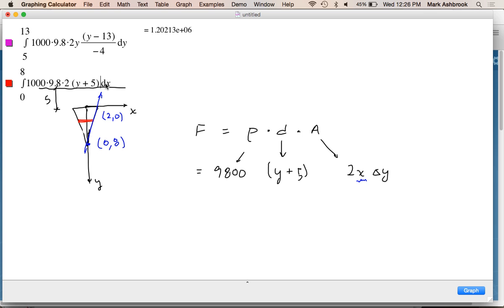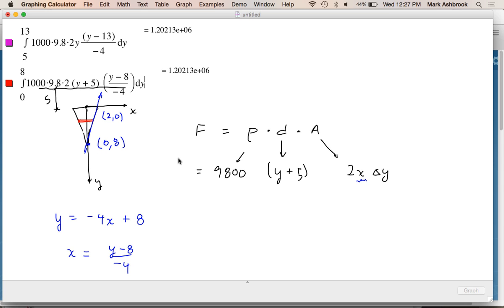And then finally, we have a different equation of our line. So what will it be? Y will be 4x plus 8. Yeah. 2, 0, 0, 8. So x equals y minus 8 over negative 4. Y minus 8 divided by negative 4. Y. Same answer.